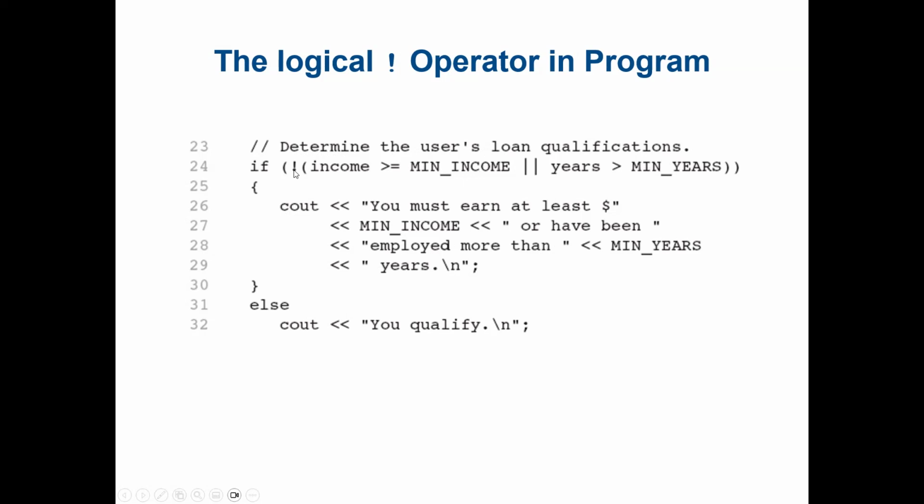So if it's true, not true will be false. But if the condition here is false, then the negation, the NOT operator, will make it true. So if it's true, the NOT operator makes it false. If it's false, the NOT operator makes it true. So the only way the statement here will execute is if our condition is false and we say not false is true, then we print out the statement that follows. Now, if the condition is true and the NOT operator makes it false, then we are going to print the else section.